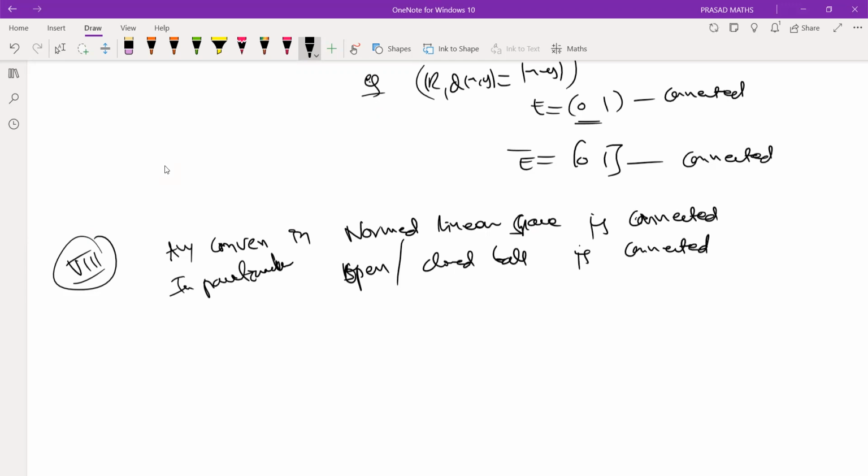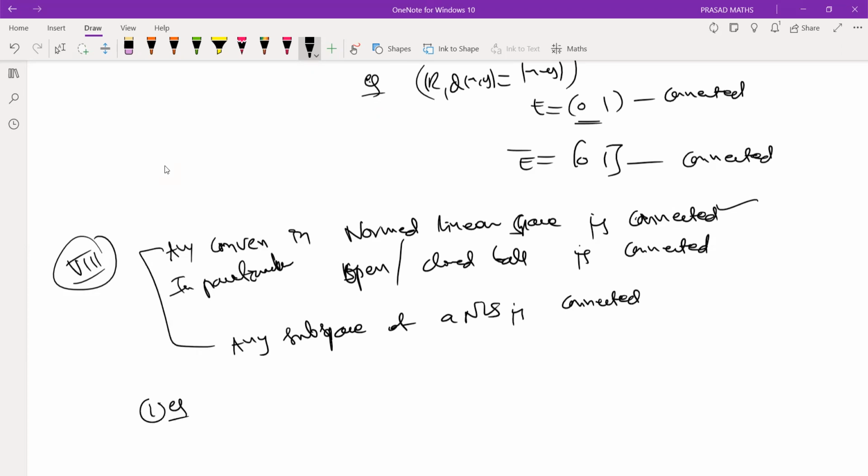And in particular, any convex set in a normed linear space is connected, which means what? A subspace is always a convex set because any finite linear combination is an element of it. So any subspace of a vector space, a normed linear space, is connected. So these 3 properties are very, very important. Why? Because look at the example.